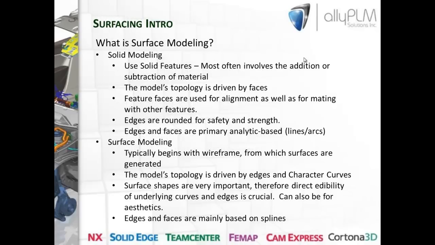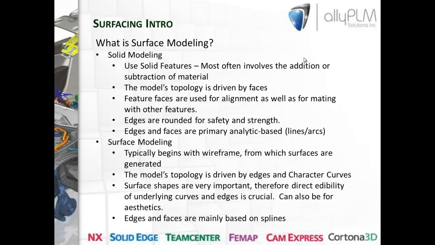First of all, before we get started, what is surface modeling? And before we even talk about surface modeling, let's think about what we do with solid modeling. In solid modeling, we use solid features. Most of the time, we're going to do some kind of operation where we add or remove material, you know, some kind of extrude to cut or to add material to an existing solid. The model's topology is driven by faces, and most of the time those faces are analytic based, meaning they're lines or arcs or kind of prismatic in shape. Feature faces are used for alignment as well as for mating with other features, or even in the context of the assembly, maybe mating parts together or components. Edges are rounded for safety and strength.